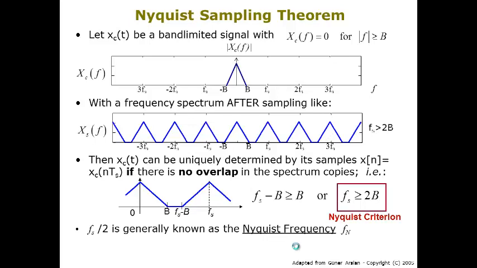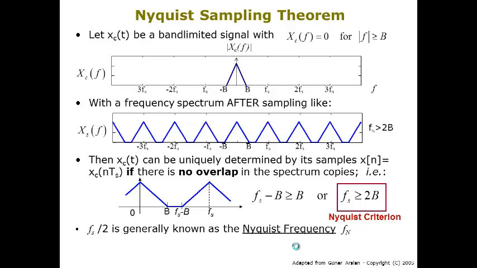That's why, if we are sampling at some sampling rate F sub S, we call F sub S over 2 the Nyquist rate, or the Nyquist frequency. It means the signal you're sampling had better not have any frequency content above that, or you lose. You're aliasing. You're going to mess it up. That's where the criterion comes from.